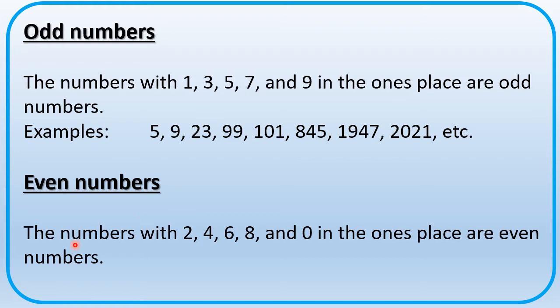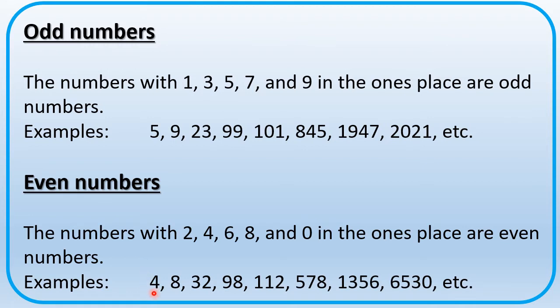Even numbers. The numbers with 2, 4, 6, 8 and 0 in the ones place are even numbers. Examples: 4, 8, 32, 98, 112, 578, 1356, 6530, etc. In all these numbers, we have any of these digits in ones place. Therefore, all these numbers are examples for even numbers.